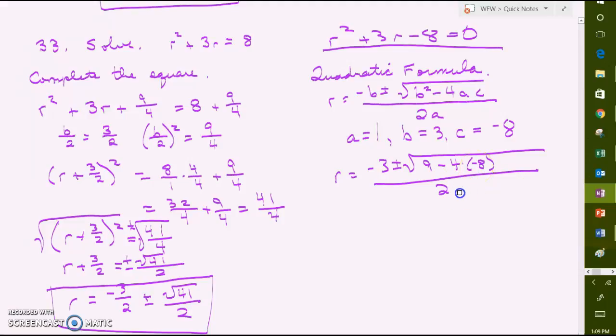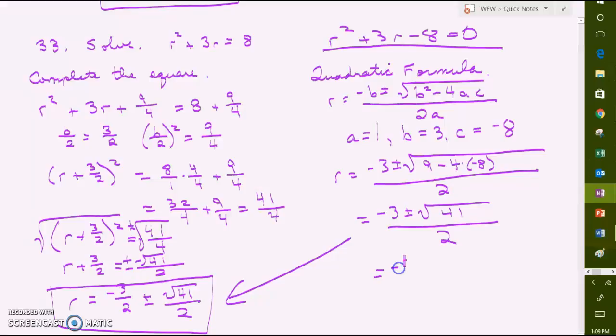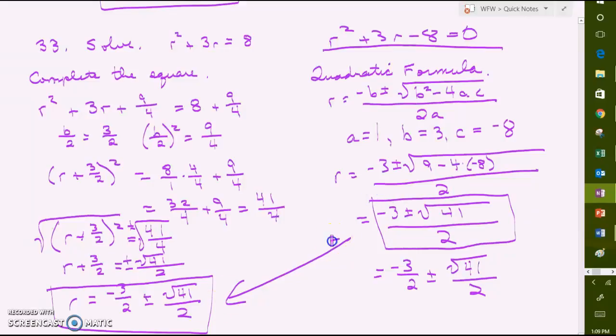So that's going to be negative 3 plus or minus the square root of 4 times 8 is 32. The negatives cancel. 9 plus 32 is 41 over 2. And that is the same thing. We can rewrite that to be perfectly identical. But either way you enter this answer, this way or this way, they're both correct and they're both identical.